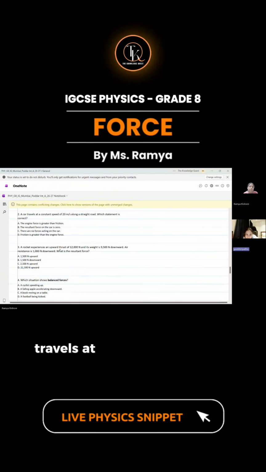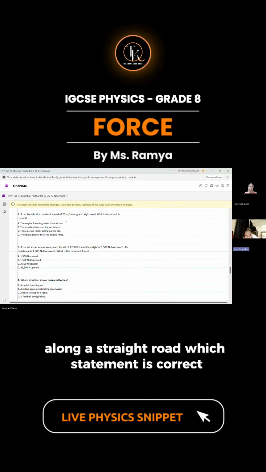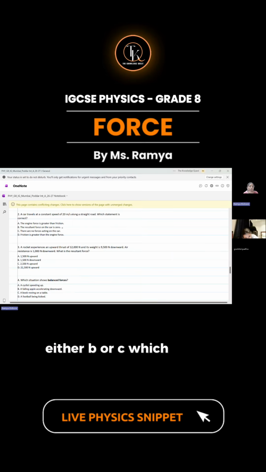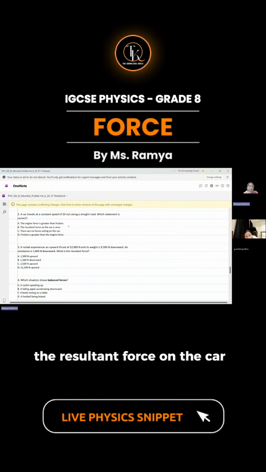Next. A car travels at a constant speed of 20 meters per second along a straight road. Which statement is correct? There are no forces acting on the car, because it is moving? Or the resultant force on the car is 0? Either B or C, which one will come? The resultant force on the car is 0, or there are no forces acting on the car. Let's go with B: the resultant force on the car is 0 because it is moving with constant speed. All right, the next one.